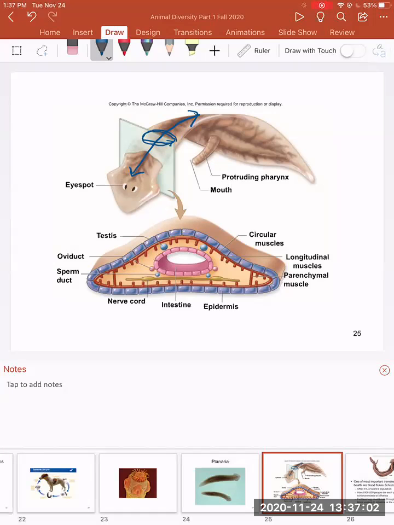This shows you some of the complexity. The arrows here are showing you the two ways that the muscles can contract. Longitudinal muscles are going to be able to contract front to back, whereas circular muscles will contract around the body. You can see there's a nerve cord, ovaries, testes, intestines. So they are able to develop some more complex structures because they do have 3 tissue layers.